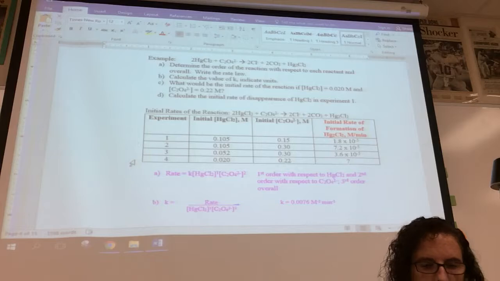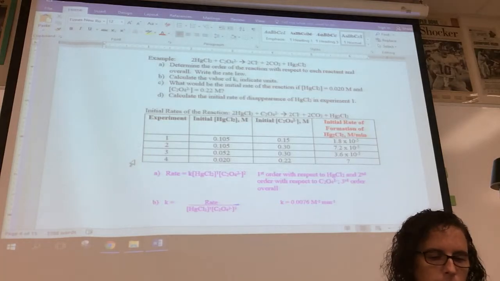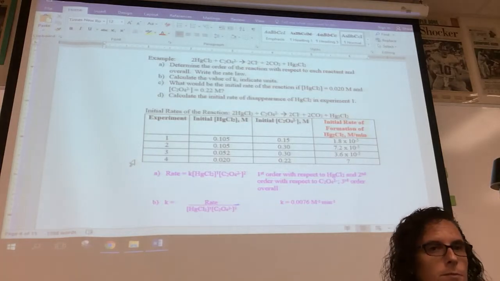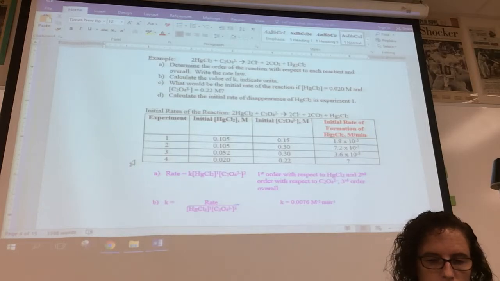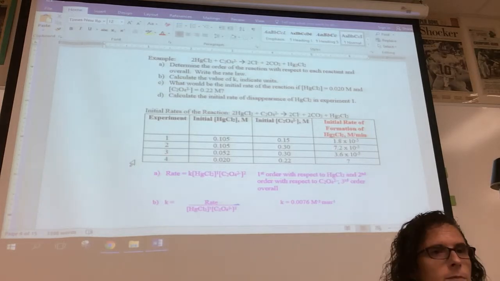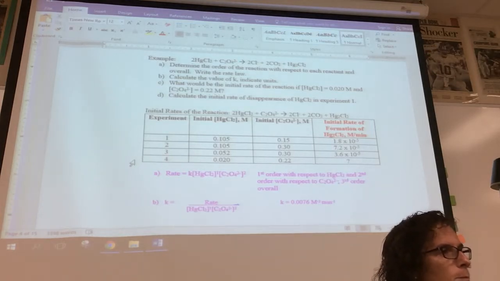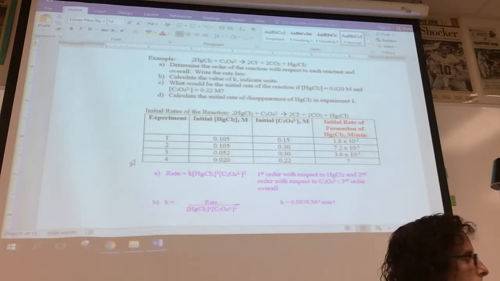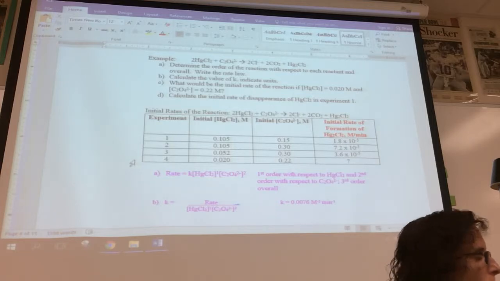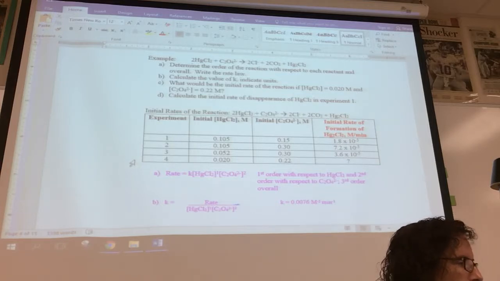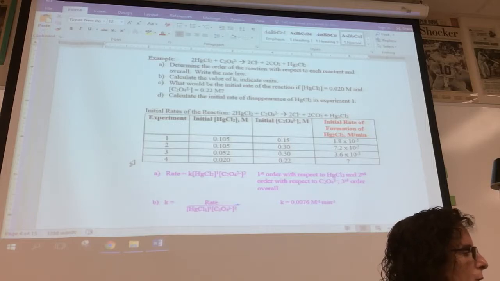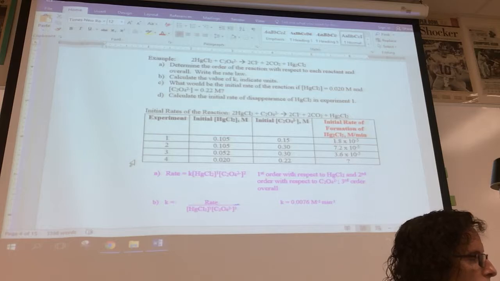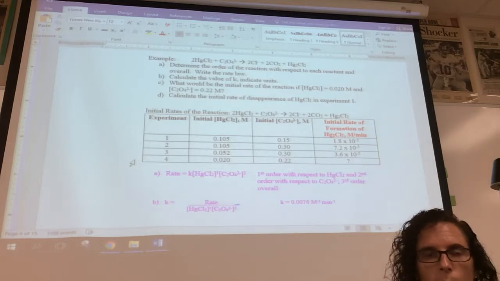So where do we start? What do we do? Help. You take the 2 experiments and determine the order of the... Right, you want to figure the order with respect to each reactant, and in order to do that, what must we do? We must hold.